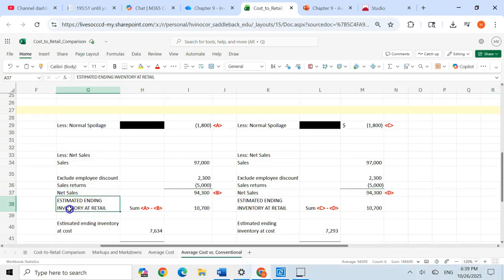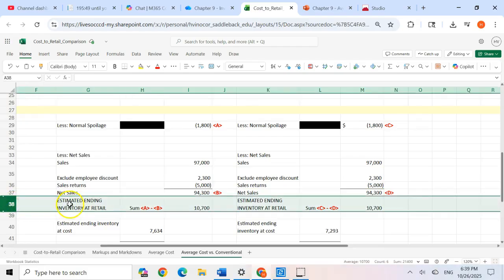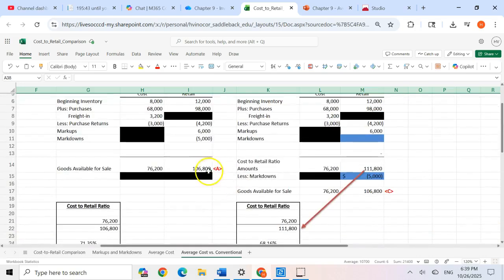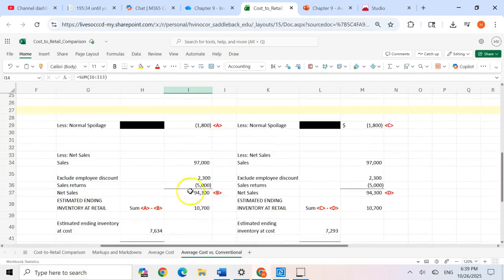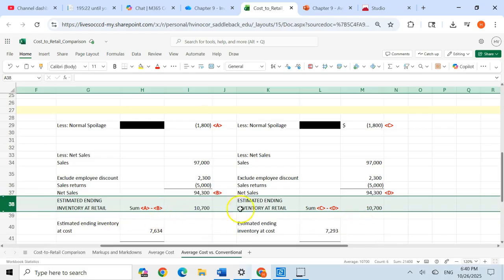Now we're ready to calculate our estimated ending inventory at retail. And what we're going to do is take our goods available for sale, which is the $106,800. Again, it's the same thing for the conventional method as well. Less our normal spoilage, less our net sales. And that gives us $10,700. Again, notice both methods give us the identical ending inventory at retail, which is correct.